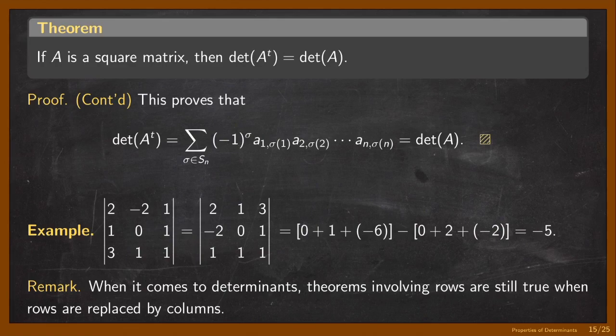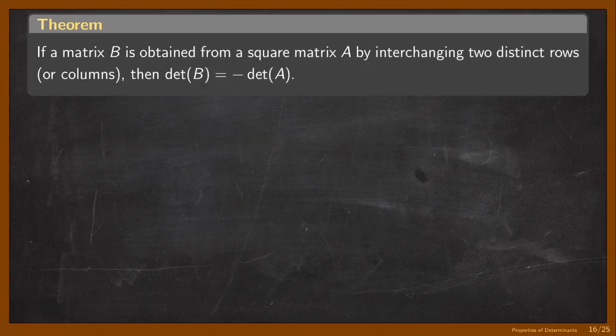Now, these are the three elementary row operations. We will see the effect that they are going to have on the determinant of A. The first one is the row interchange operation. If a matrix B is obtained from a square matrix A by interchanging two distinct rows, then the determinant of that matrix will be of the opposite sign of the determinant of the original matrix.